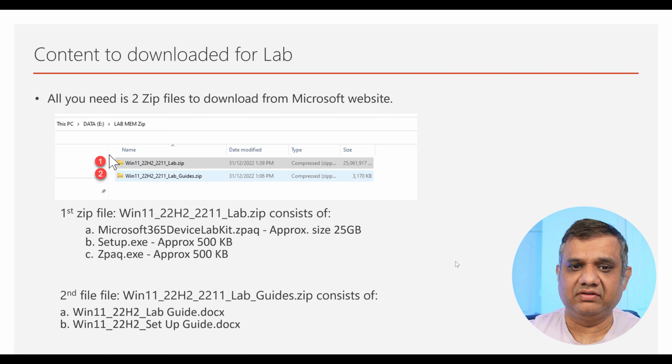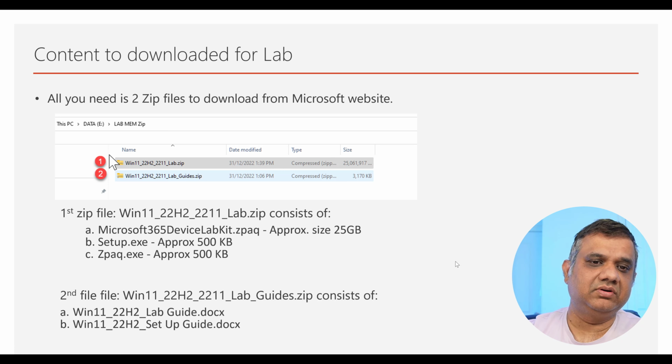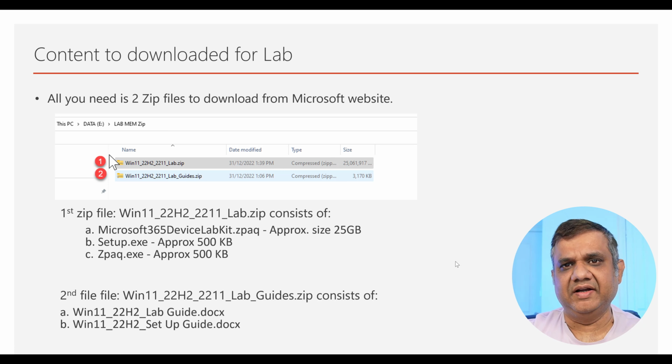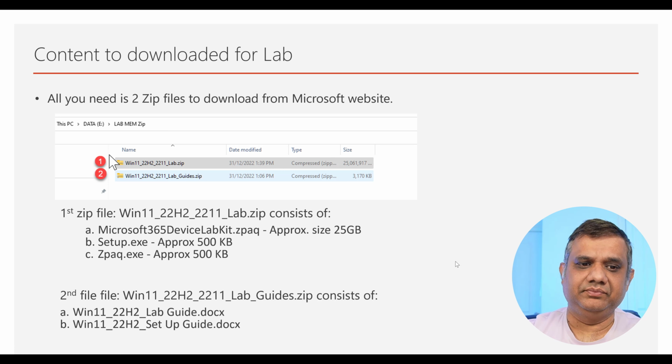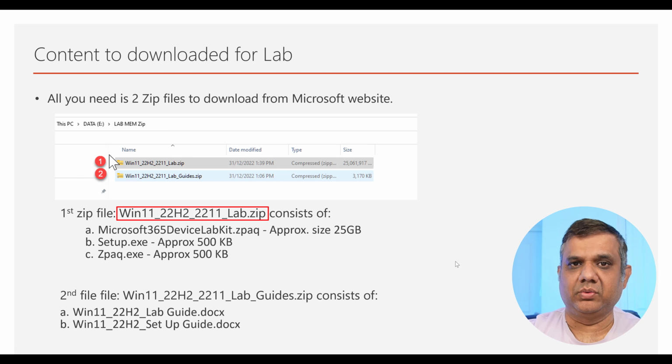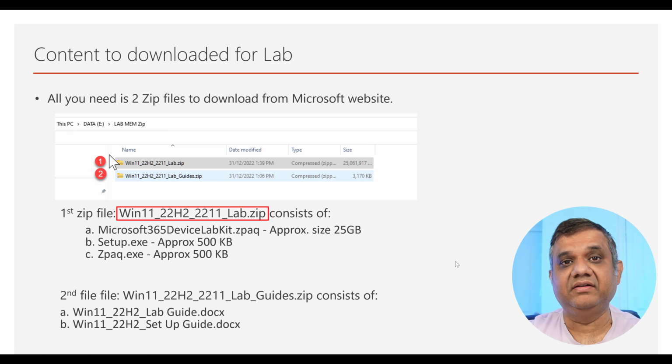See the screenshots which I have captured. One will be the 2211 lab.zip and the other 2211 lab guides.zip. Microsoft keeps updating that file, I think every 3 months or 6 months. Because it provides a validity of 180 days, these names will keep changing, just keep in mind. The first zip file, ending with lab.zip, is somewhere around 25 GB. That is the complete setup of the lab.